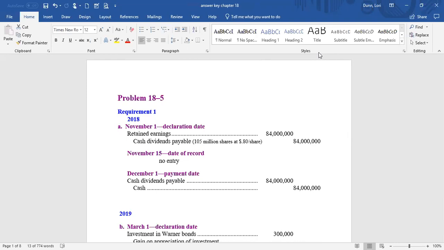Now, November 15th is our second key date. It's called the date of record. And that's just the ownership cutoff date. Whoever owns the stock on the date of record gets the dividend. So there's nothing financial happening, so there's no journal entry. But then the date of payment is December 1st. That's the date that they're actually sending the checks out to the shareholders of the date of record. So we will debit cash dividends payable, 84 million, and credit cash, 84 million.